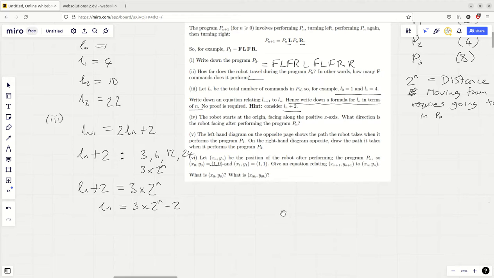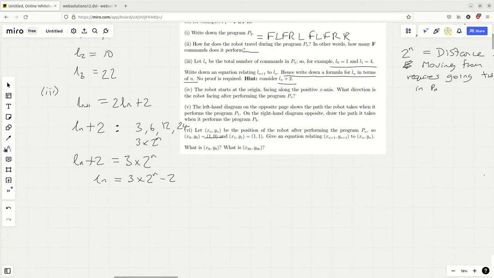Okay, so far so good. Not too bad, fairly typical as well. They love putting in geometric series in these kinds of questions. Okay, the robot starts at the origin, facing the x-axis. What direction is the robot facing after performing the program Pn?